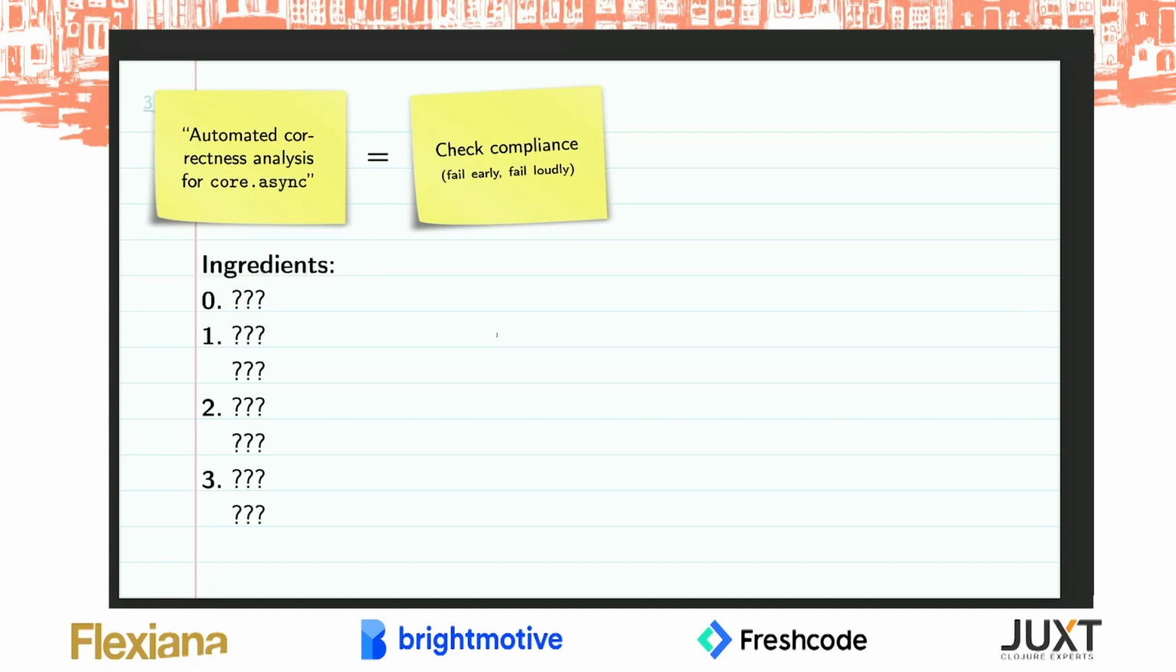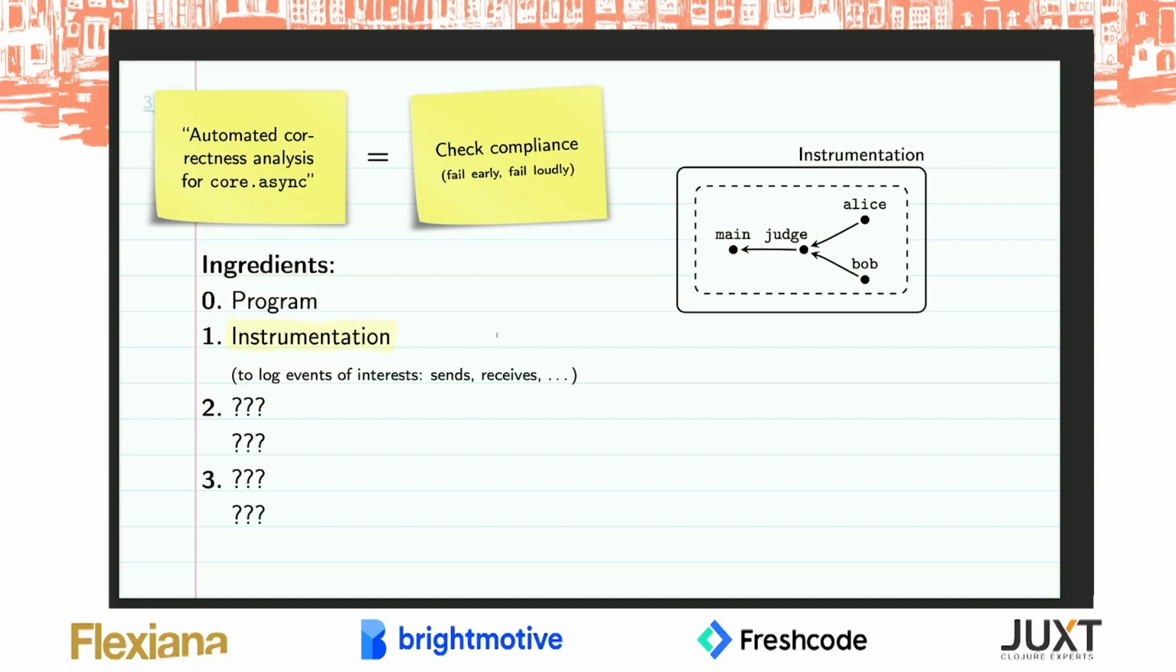So we need 4 ingredients for this. The 0th ingredient is the concurrent program itself. It's not really an ingredient of the approach, it's just something that we need, hence 0. The first thing that we add to such a program is what is called instrumentation. It's basically just a very thin layer around this concurrent program that allows us to observe so-called events of interest that happen in this program when we execute it. The events of interest in our case are sends and receives and a few other actions as well. You can think of this instrumentation as a kind of fancy runtime logger, if you will.